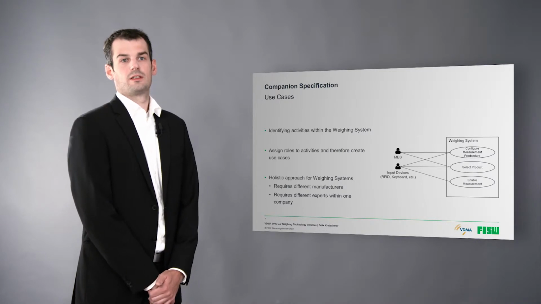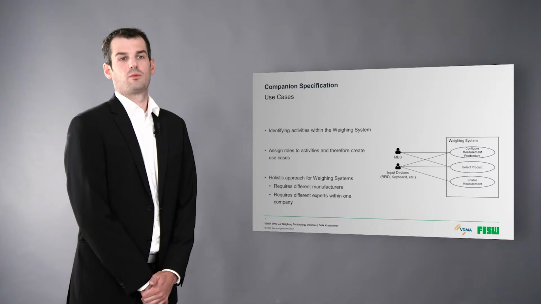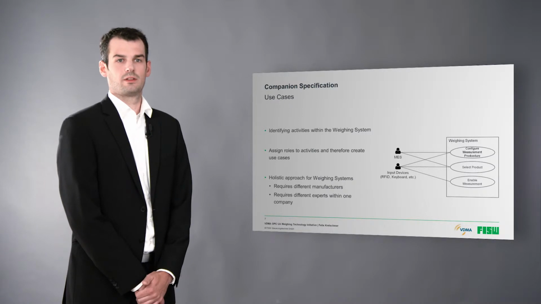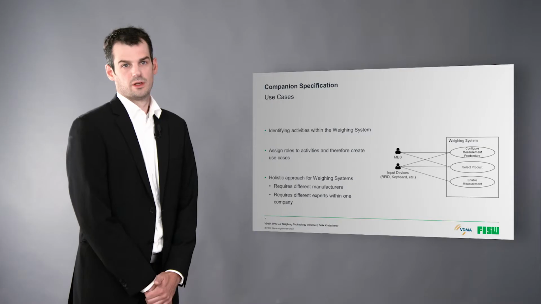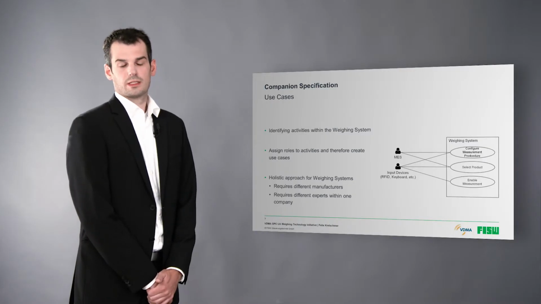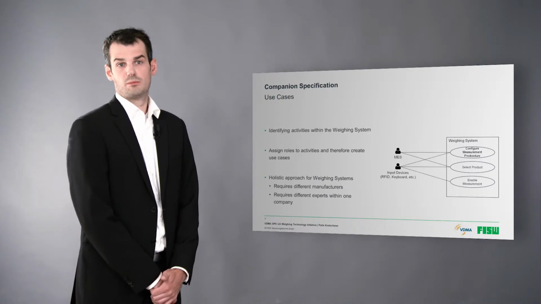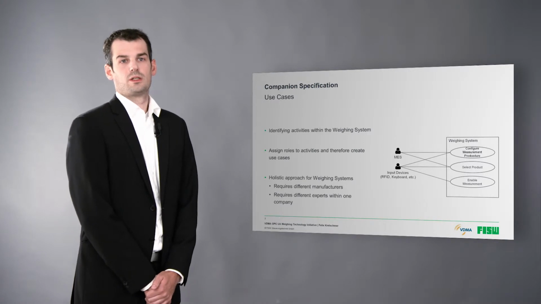Assigning these roles to activities is therefore pretty important to create one use case, to see where is the line, where is an interconnection between a role and an activity and where is not. So the holistic approach requires the different manufacturers to get all this information, requires as well different experts within one company, because on the one hand you have the experts regarding communication, regarding interfaces, and on the other hand you have the experts regarding the process itself. So the second one knows exactly what is happening down there, whereas the first one knows what kind of information needs to be exchanged.